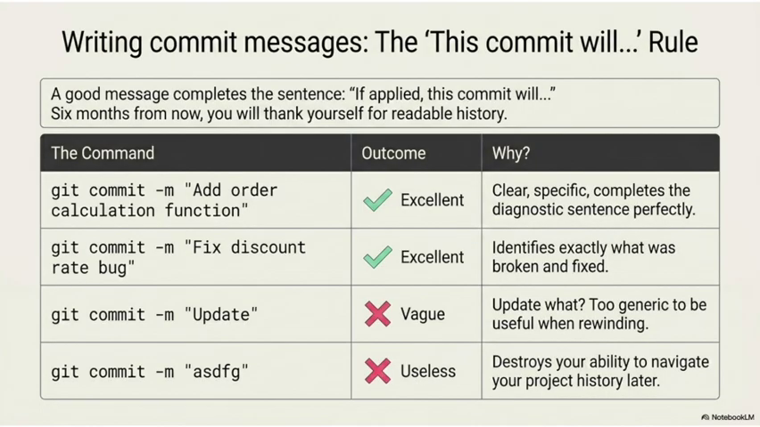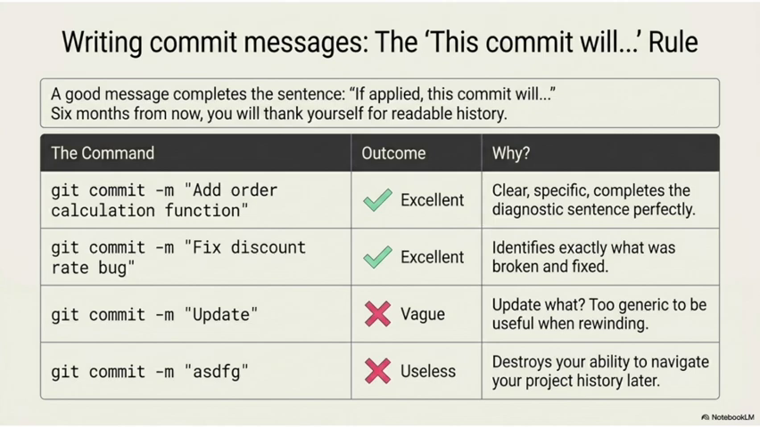This "commit will" rule is the professional standard for writing commit messages that are genuinely useful when reviewing history. A good commit message completes the sentence: "If applied, this commit will..." Excellent examples are "add order calculation function": clear, specific, complete. "Fixed discount rate bug" identifies what broke and what was fixed.